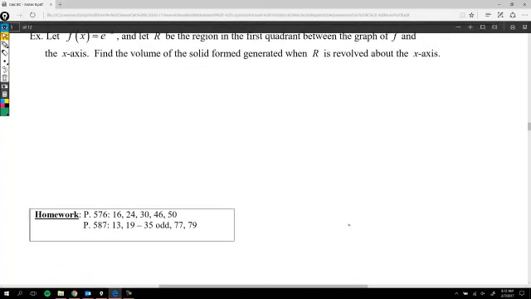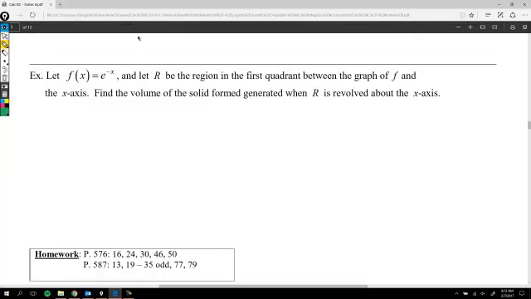All right, and let's practice a rotation. So I am given my function e to the negative x, and I am revolving it about the x-axis. I'm actually not given any bounds. I'm just given the first quadrant. So I know that my bounds are 0 to infinity, because that's all the x values in the first quadrant. I'm rotating it about the x-axis, meaning I'm using disk method. So I know I have to have a pi, and I know I have to have an r squared. Now my r in this case is just my function, so e to the negative x.